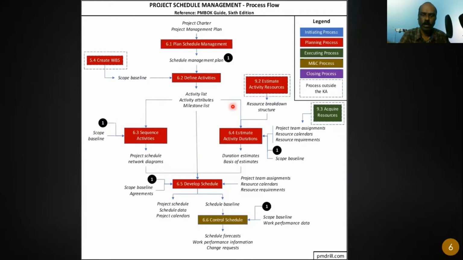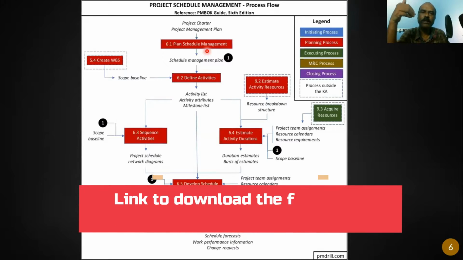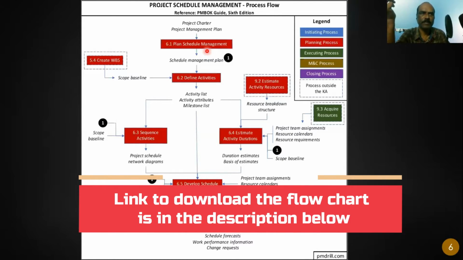Now let's look at the processes. Coming to schedule management processes. As usual, we always start with the first process, which is plan schedule management, which is the typical process that focuses on creating the subsidiary plan, like what we did in scope management. In scope management, we created a scope management plan. Similarly, in schedule knowledge area, we are going to create a schedule management plan.